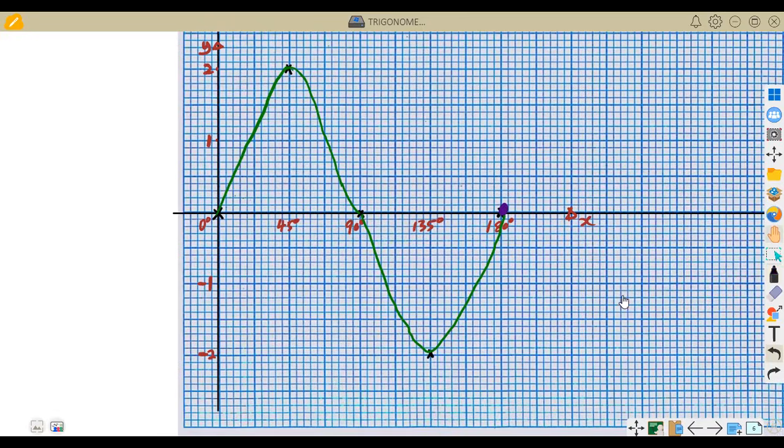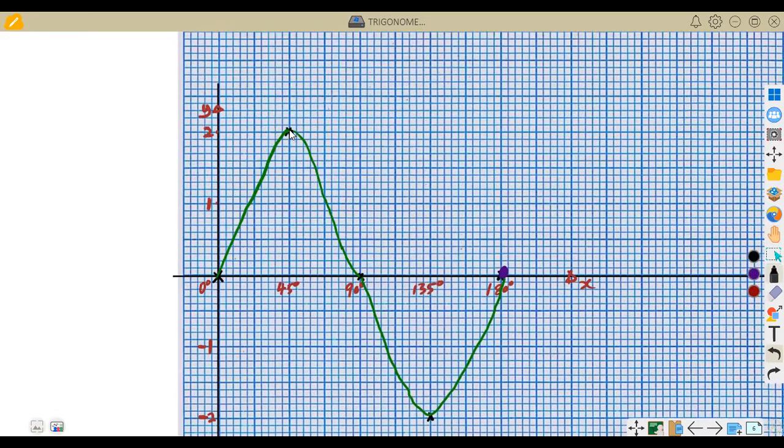If we check here where this graph is at its maximum value, the value of x there is 45 versus the value of y, which is 2. So that means we've got 45 degrees versus 2 as our turning point. Then another turning point, which is our minimum turning point. Remember, this graph has 2 points, maximum and minimum.